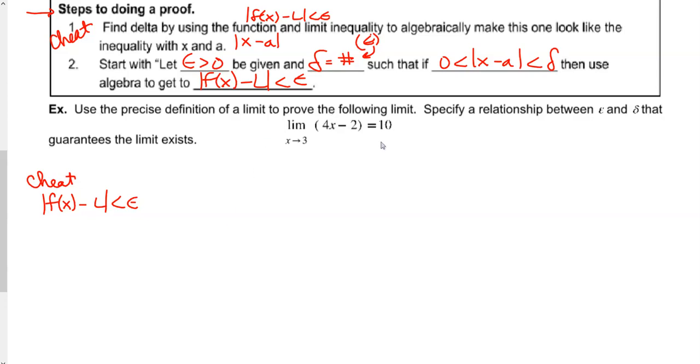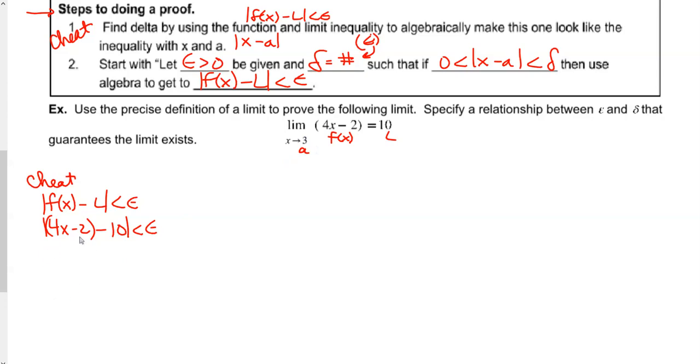So here, in my limit, what do I have? Well, this is my function, and this is my L. So I'm going to plug f of x to be 4x minus 2 in there, minus the limit, which is 10, which is less than epsilon. Now, what I need to do is use some algebra to take this down into the x minus a absolute value. Well, what's a? I need to get an x minus 3 inside there.